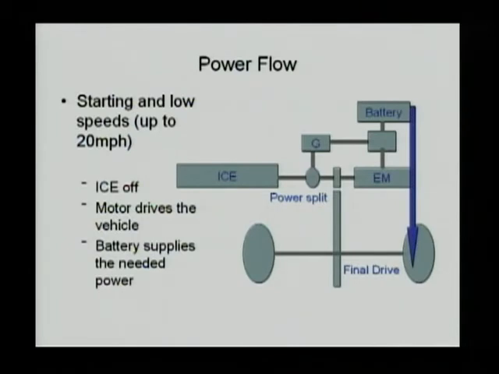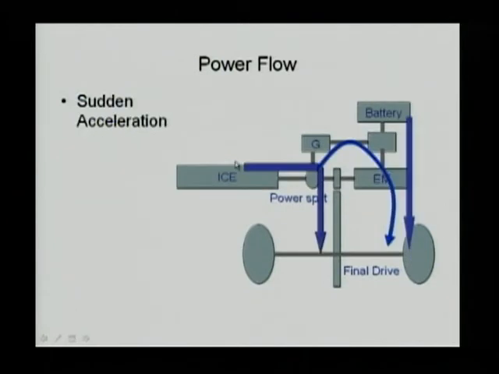Now, of course, that also depends on how much energy is available in the battery, depending on the Prius prior driving cycle condition. So normally, the battery would have enough energy to reach this speed. So in this case, we call it starting and a low speed motor-only operation. That's motor-only.